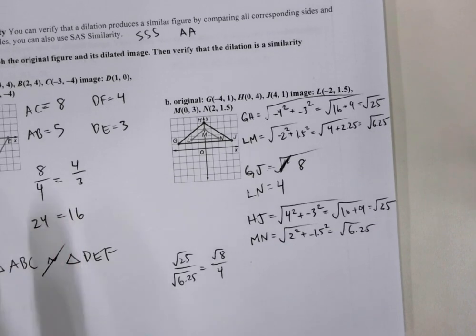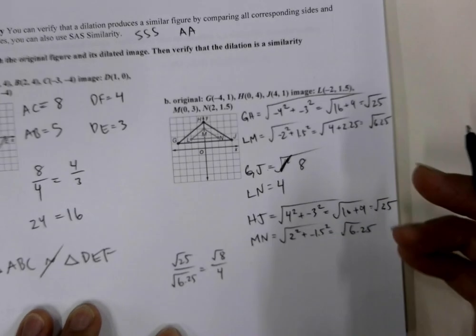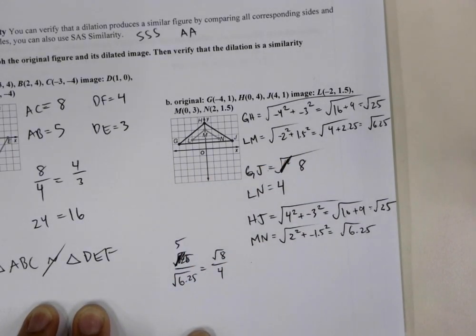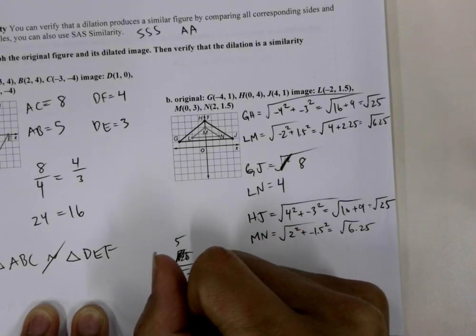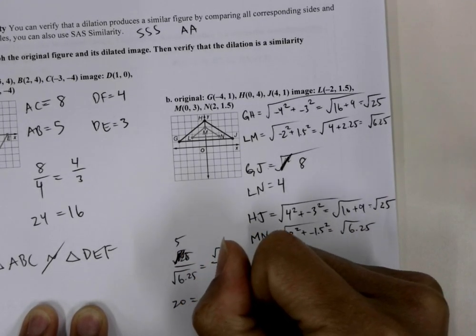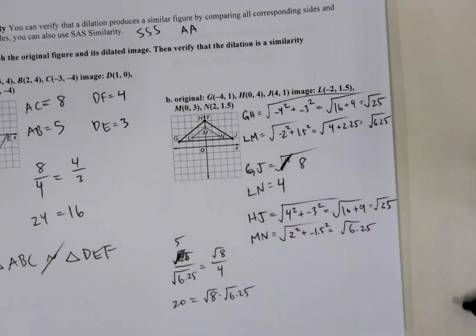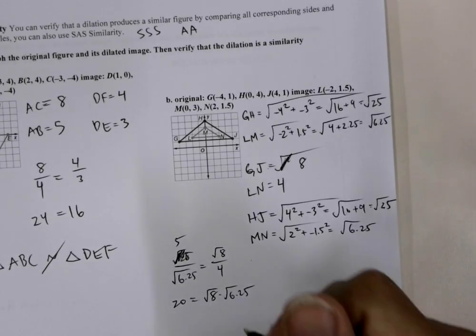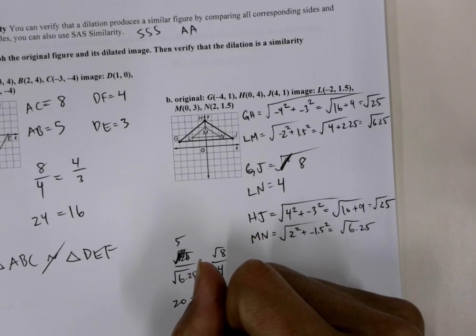And, oh no, I need a calculator for this. Oh, actually, square root 25 is just 5, right? So we could just say 5 over there. Okay, so let's go ahead and check this out. So it's going to be 20 is equal to square root 8 times square root 6.25. Is that true? Let me break open my calculator. So, square root 8 times square root 6.25. And that is not true. This is equal to 7.07.